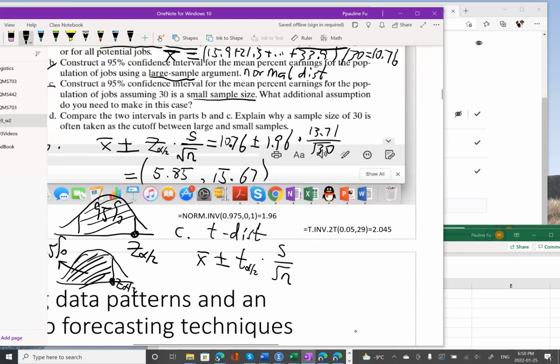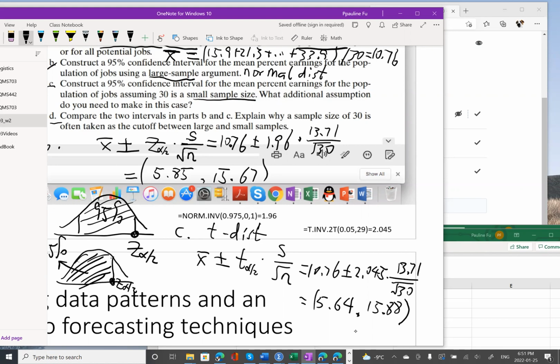And then you plug in X bar 10.76 plus minus 2.045 times sample standard deviation 13.71 over square root of 30. And the final answer you get is 5.64 to 15.88. The unit is a percentage. Any questions? Okay, last question, question D.